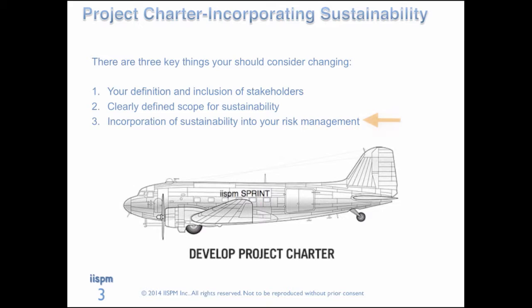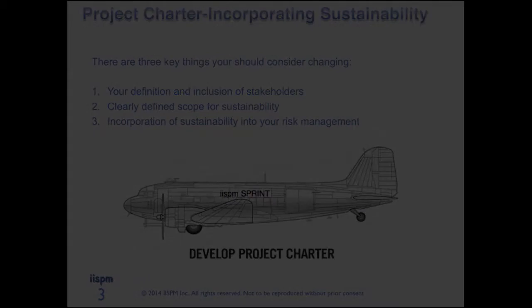Number three, incorporation of sustainability into your risk management. So this is another area that requires changing the traditional way that we do things. And to put it quite simply, we need to add variables that we didn't add before. We need to develop a way of measuring things that we didn't have to do before. We need to come up with a new way of reporting metrics and so forth and forecasting. All of the above is very important.